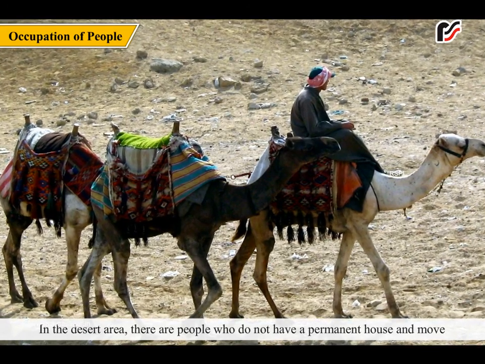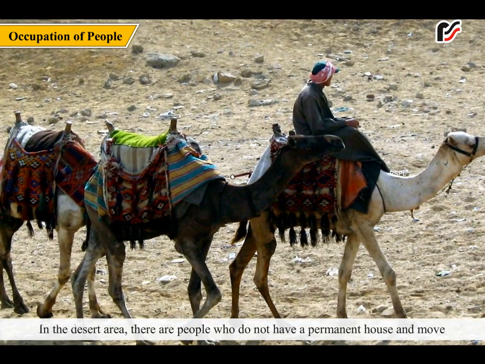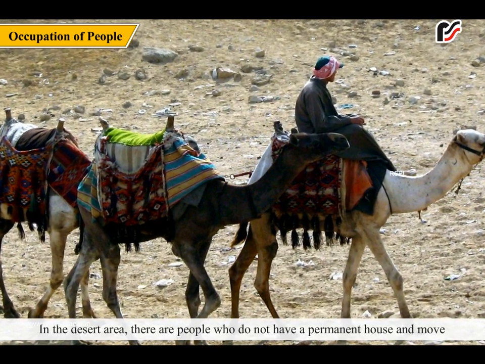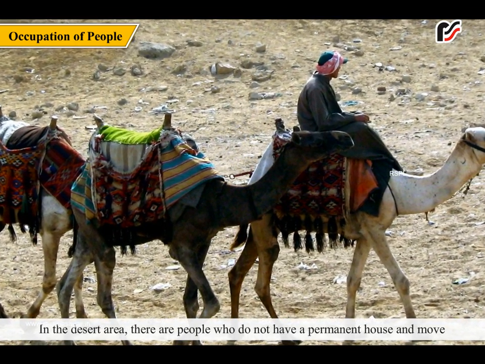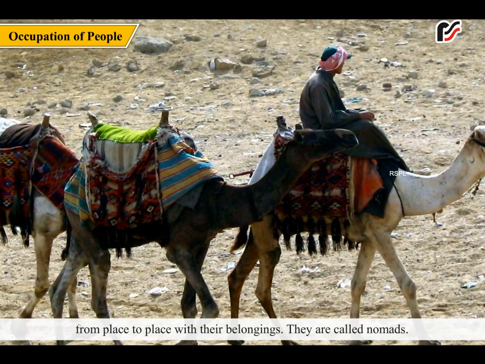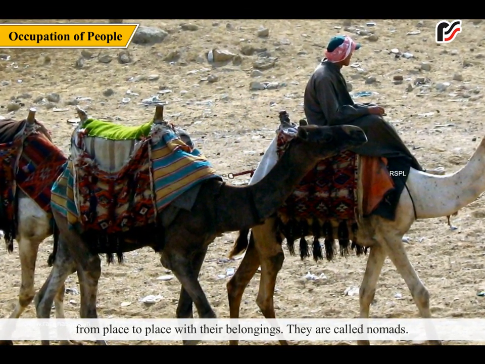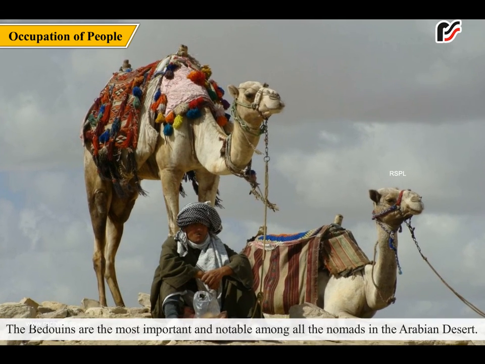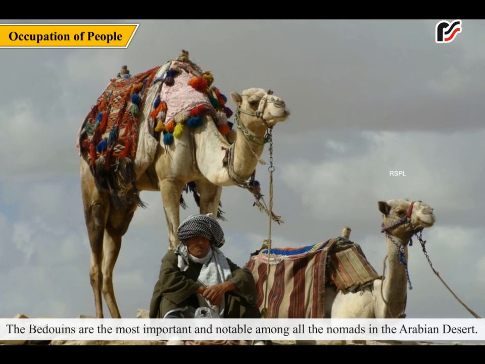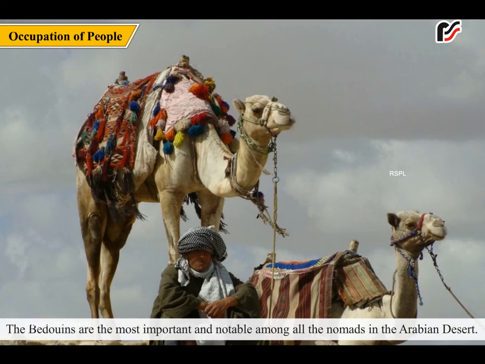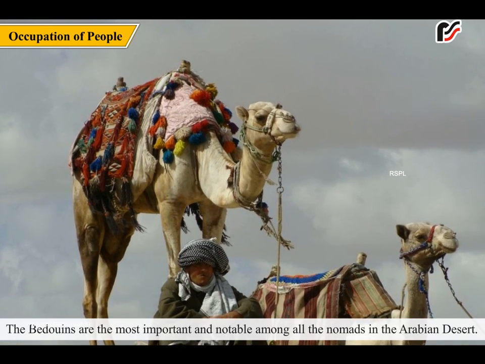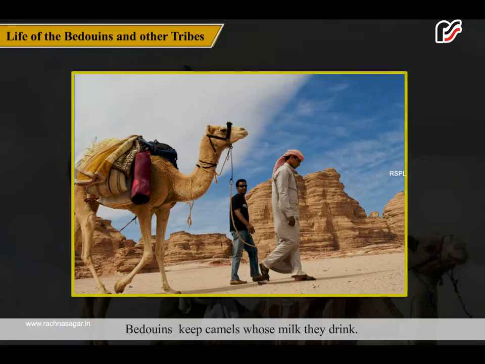In the desert area, there are people who do not have a permanent house and move from place to place with their belongings. They are called nomads. The Bedouins are the most important and notable among all the nomads in the Arabian desert.